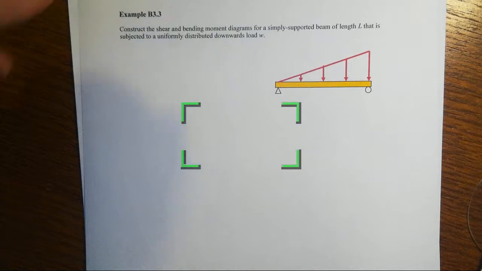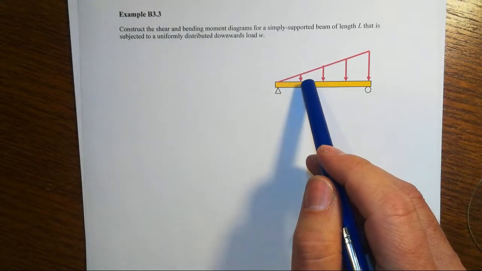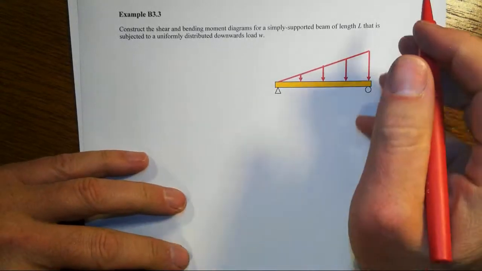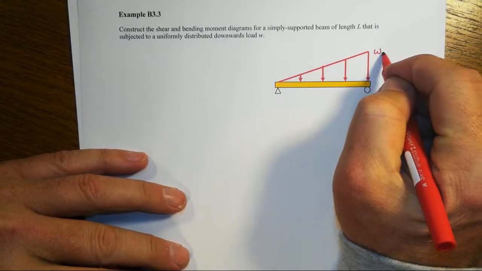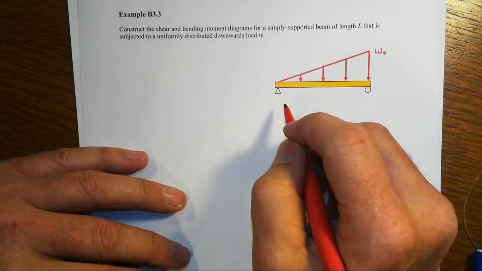Alright, this is the first example shear moment diagram where we had a non-zero distributed load, and it does make things a little bit more complex to work with.